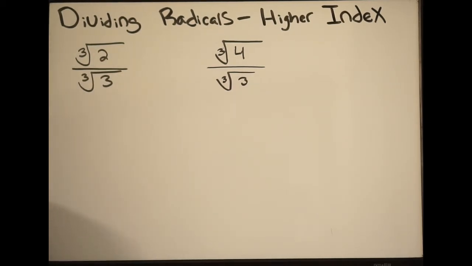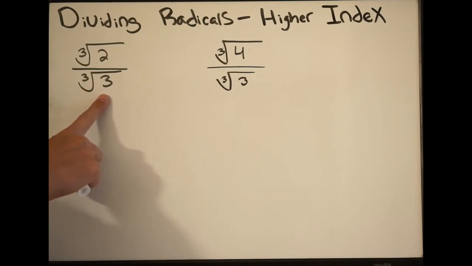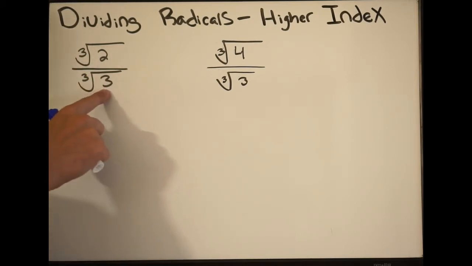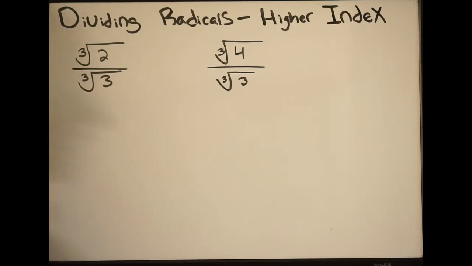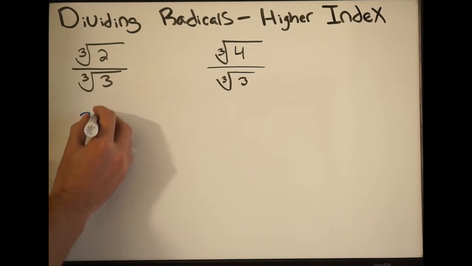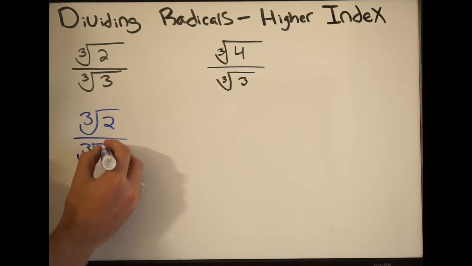So in this case, we need to rationalize the denominator, because remember, this won't simplify down to an integer, okay? So it's irrational, and we don't want to leave irrational numbers in the denominator. So we need to rationalize the denominator here. Okay, and again, we did this in the previous video with square roots. So let's go ahead and rewrite this. We have the cube root of 2 divided by the cube root of 3.